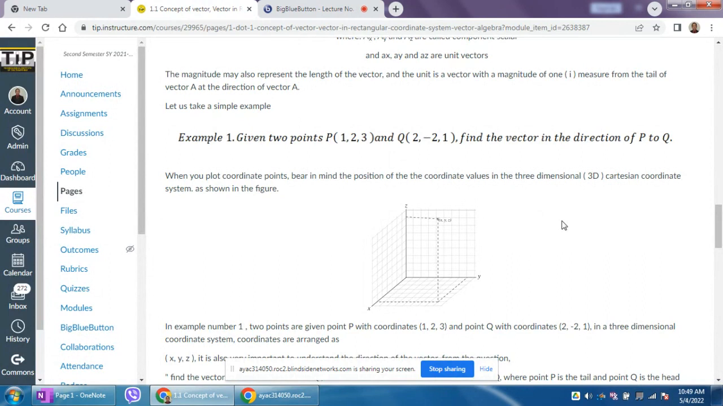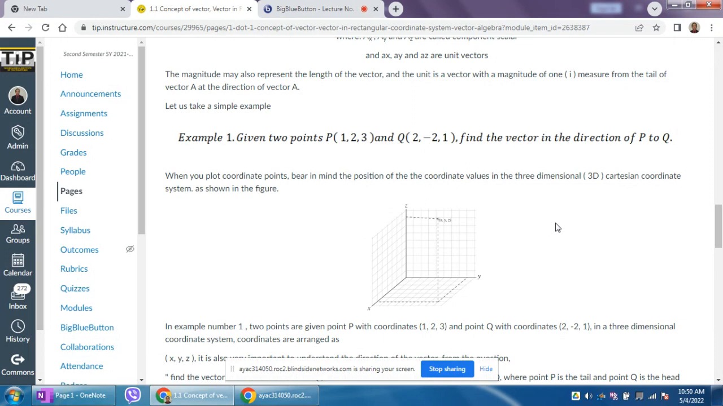Let's have this very first example. Given 2 points, P, with coordinates 1, 2, 3, and point Q with coordinates 2, -2, and 1, find a vector in the direction of P to Q. Okay. This is a very basic example, but very important na maintindihan po natin.